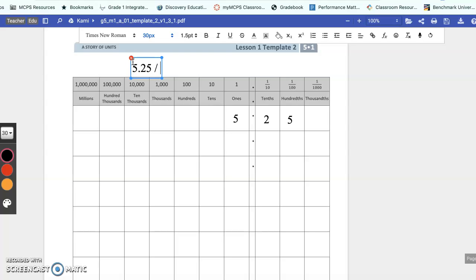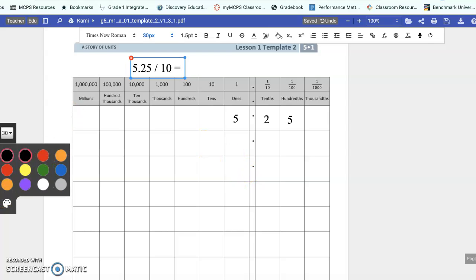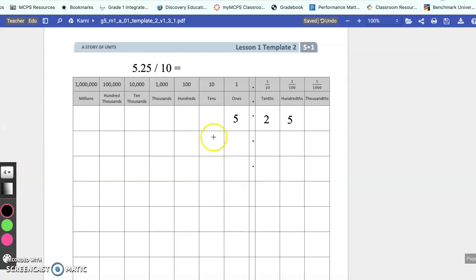Instead of putting the division symbol, I'm going to put the fraction bar, because we learned in 4th grade that that fraction bar also means divide. So I have 5 and 25 hundredths. We're going to divide it by 10 and see what that equals. So I'm going to take each of these digits and divide it by 10. So 5 divided by 10 is 5 tenths. My 5 is going to move over one place on my place value chart.